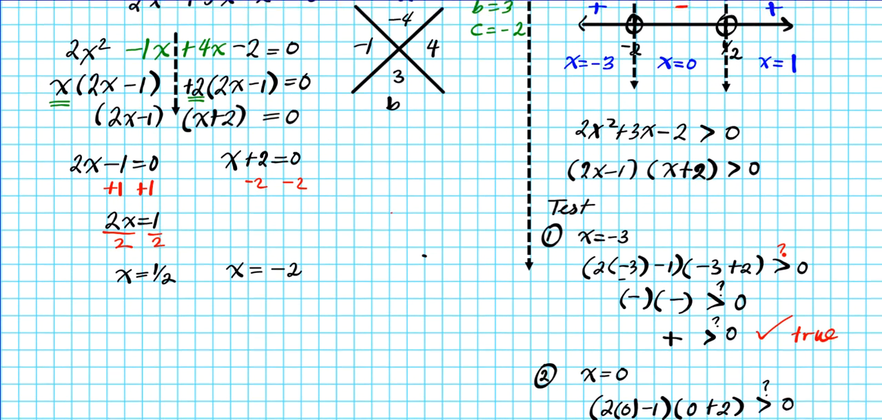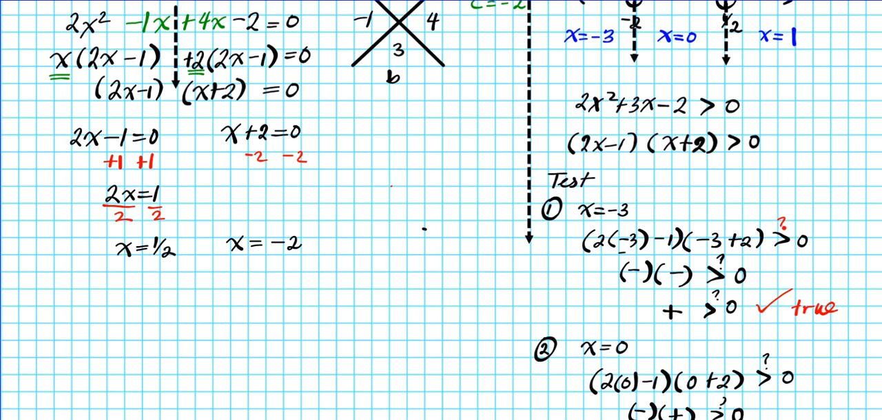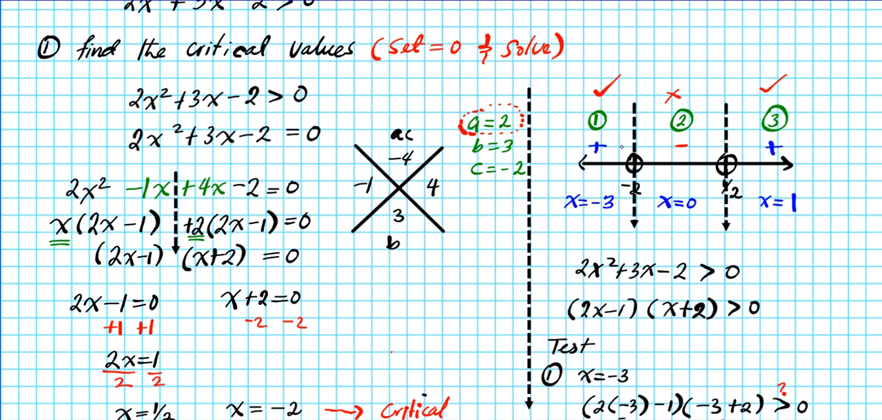Okay, so remember, these are our critical values. They are not the solutions. Okay, they're not the answers. Now let's go ahead and write down the answer. The answer is basically interval 1 and 3. So what does it look like? You're going from negative 2 to the left, and you're going from positive 1/2 to the right. And we're going to exclude the endpoints.